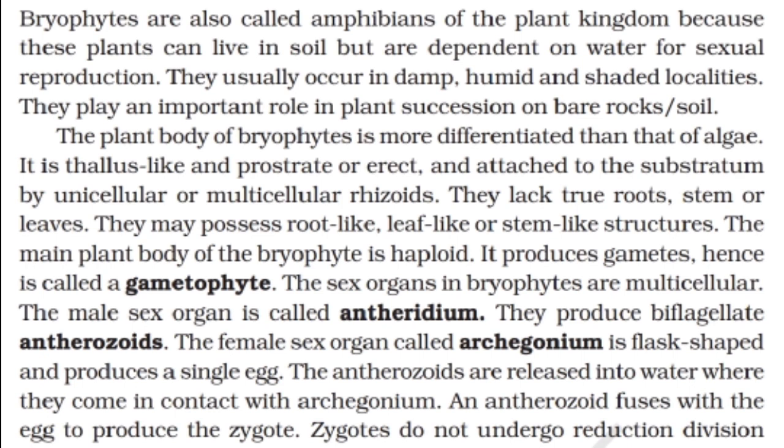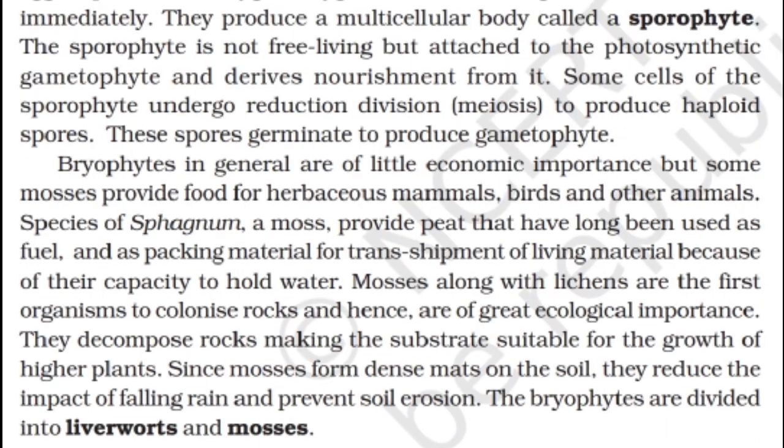The antherozoites are released into water where they come in contact with archegonium. An antherozoite fuses with the egg to produce the zygote. Zygotes do not undergo reduction division immediately. They produce a multicellular body called a sporophyte. The sporophyte is not free living but attached to the photosynthetic gametophyte and derives nourishment from it.